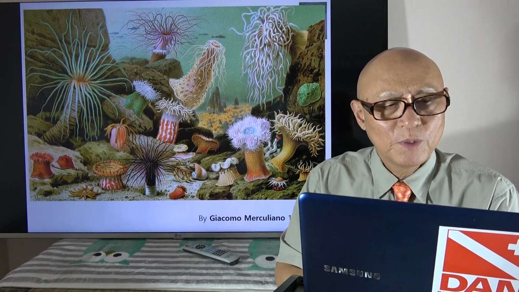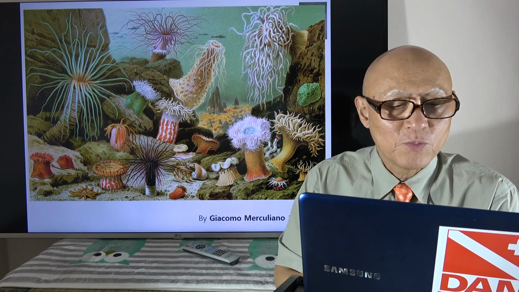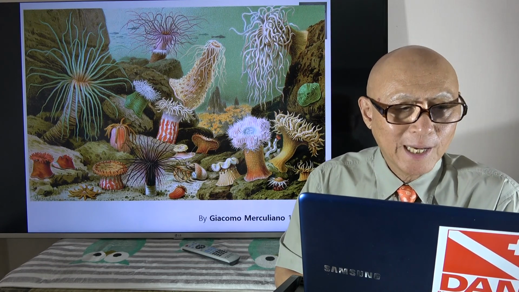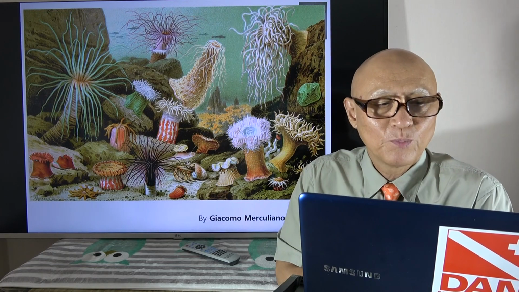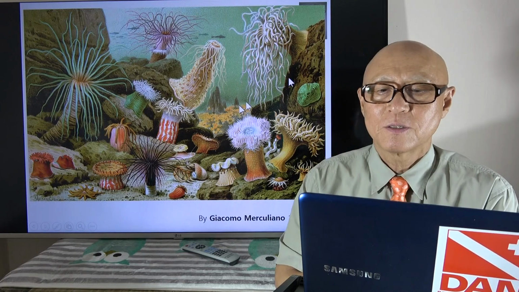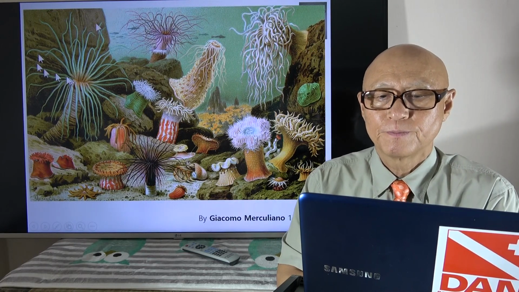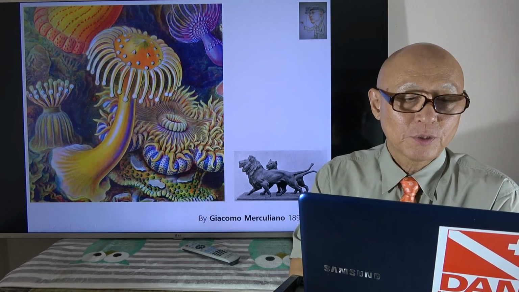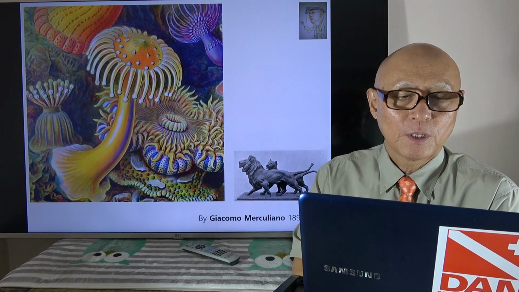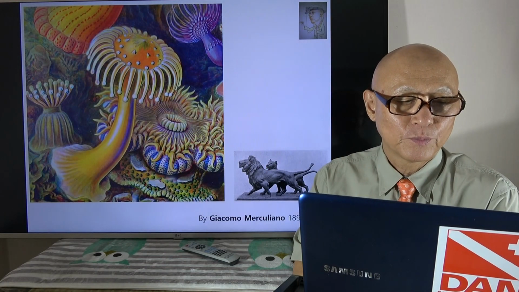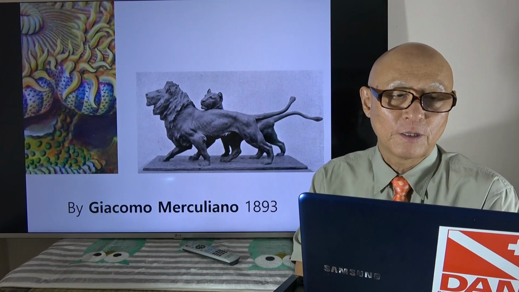This is a very beautiful drawing of Mr. Giacomo Merculiano back in 1893. This is a beautiful drawing. Here's another one. And also he was a very famous architect, like this.